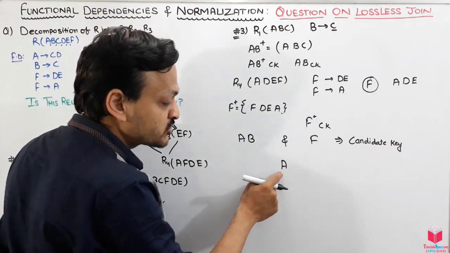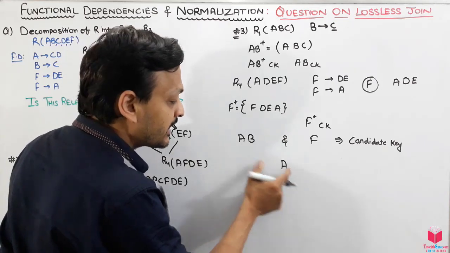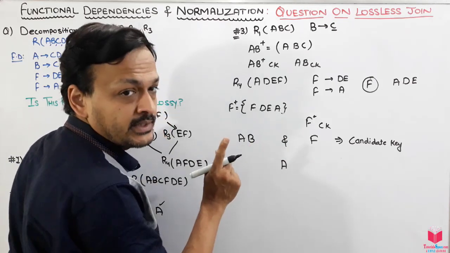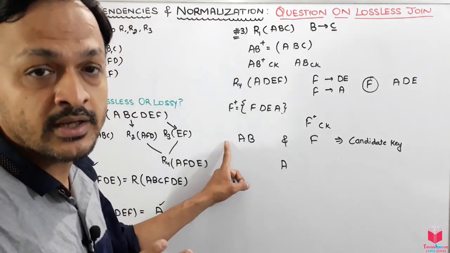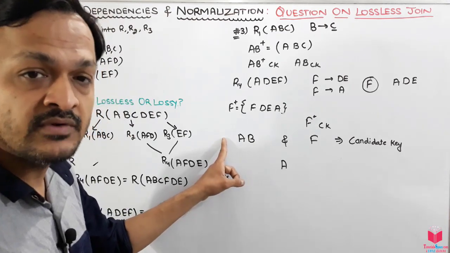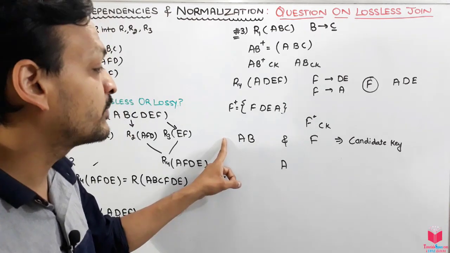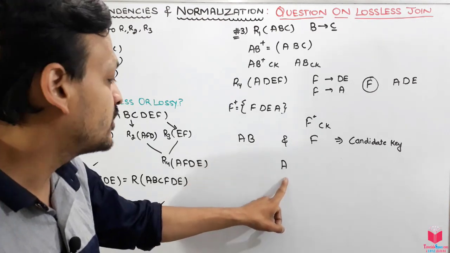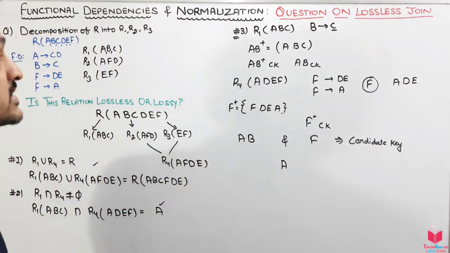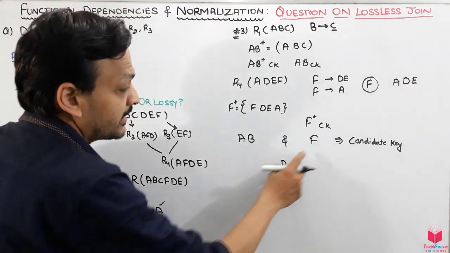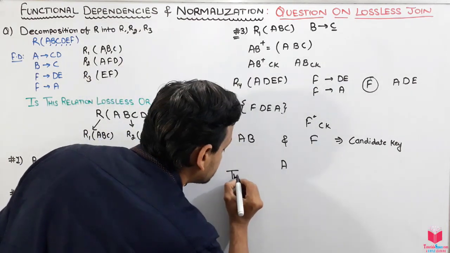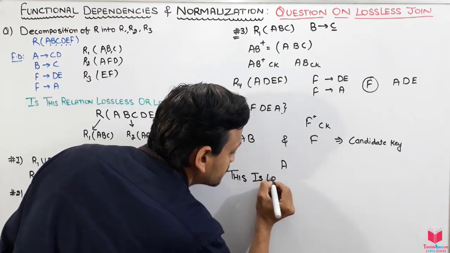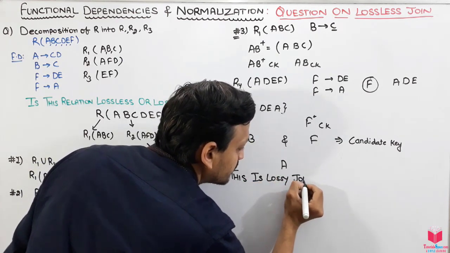Now that has to be the super key. But A is not there alone, it is combined with B. Remember that A is combined with B. So A should be alone here. Then I will say that yes, it is part of a candidate key, and now it is a super key also. So this satisfies all the conditions, and this decomposition is a lossless join. But A is not there alone, so that means this is a lossy join.